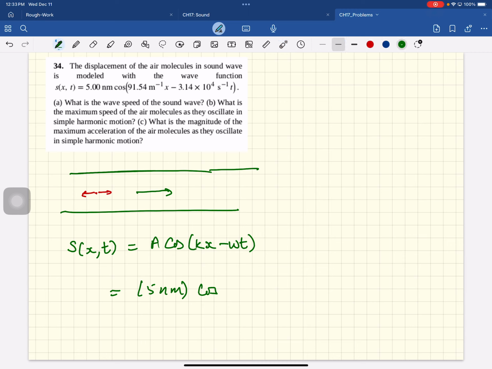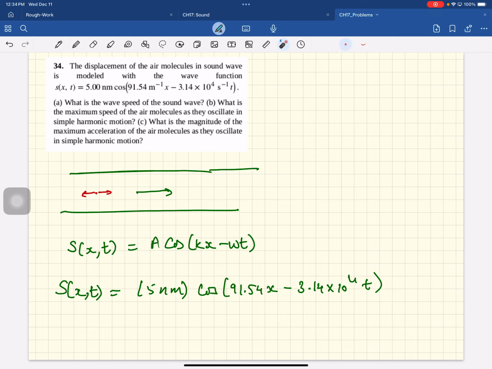All right, so cosine of kx: 91.54x. So there is k, and I'm not writing units because we'll say this is in meters, and that's in inverse meters. And minus 3.14 times 10 to the power 4 t. So this is omega. Now, from this equation, we'll find various parameters associated with the wave.